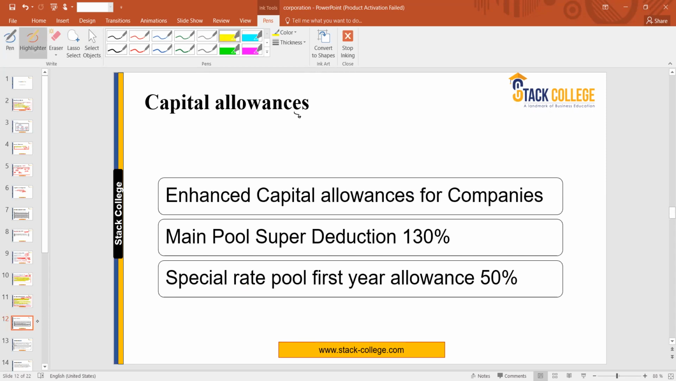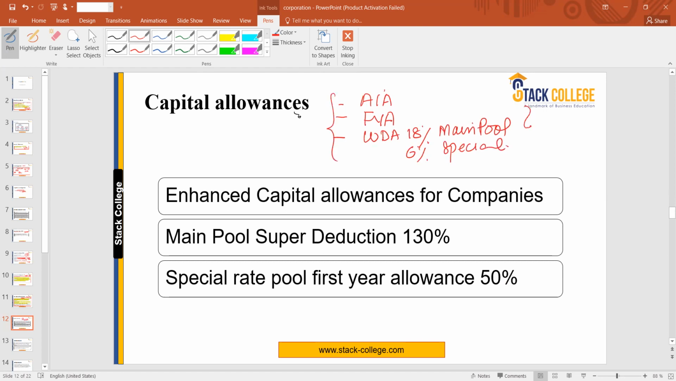Another difference is in terms of capital allowances. Normally, in the case of an individual, we have capital allowances available, which are AIA, and first year allowance on motor cars. Similarly, we have WDA for the main pool, which is 18%, and for the special pool, 6%. All the criteria are the same. But in the case of a company, there is no such private column.